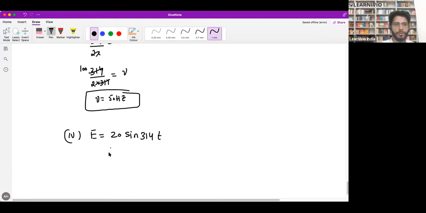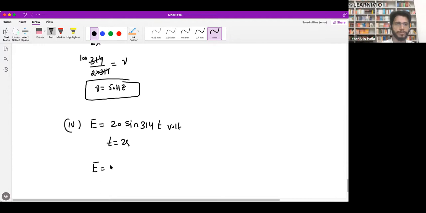You need EMF at t equal to 2 seconds. Put t equal to 2 here. So E is equal to 20 sine 314 into 2. That's 20 sine 628. Don't worry about the value of sine 628. All these values would be given. If you want, you can convert it in terms of pi, but you can leave it here only.